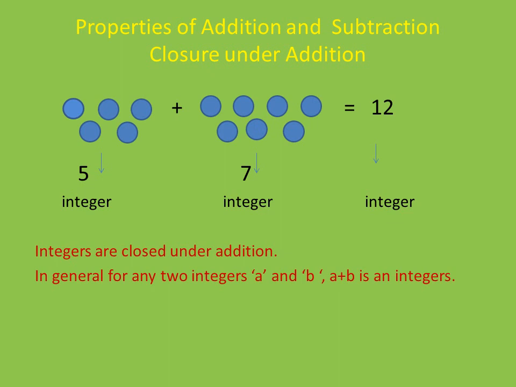Both are integers and the sum we get is also an integer. So we say that integers are closed under addition. That is, for two integers a and b, when added together, a plus b is also an integer.